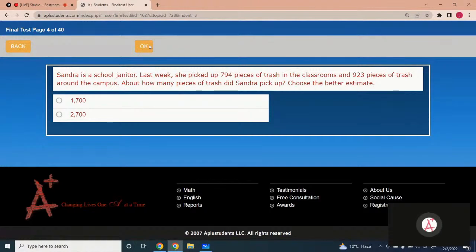Okay, the next one is Sandra is a school janitor. Last week, she picked up 794 pieces of trash in the classrooms and 923 pieces of trash on the campus. About how many pieces of trash did Sandra pick up? You have to add both the numbers. Choose the correct better estimate. So, which is the correct one?